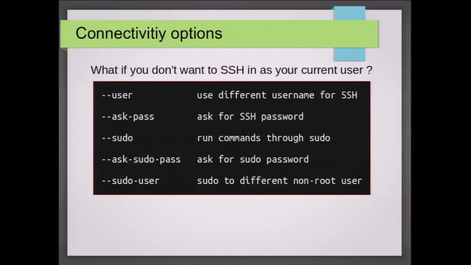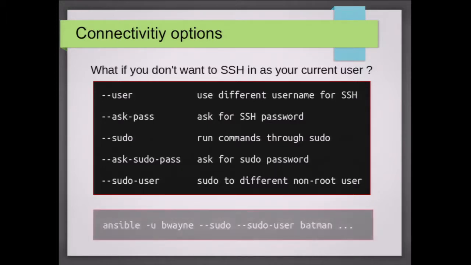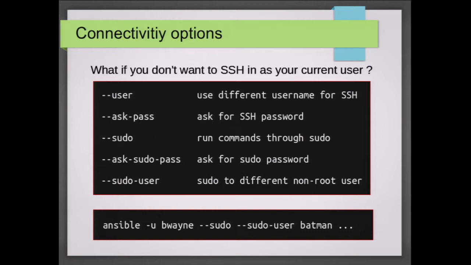You may not want to connect as yourself. The chances are you won't have the same account on your server as you will locally. So there's a whole bunch of options you could pass in. You can tell it to log in as a different user. You can specify passwords. It's going to use SSH keys by default, but if you want to pass in a password, you can. You can run all the commands using sudo, and again, you can supply the sudo password if you need that. And you can even sudo to a non-root user if you need to run as that. So, for example, if you want to Ansible up to your server as Bruce Wayne, but when you get there, you want to sudo up to Batman and execute the code, that will work.